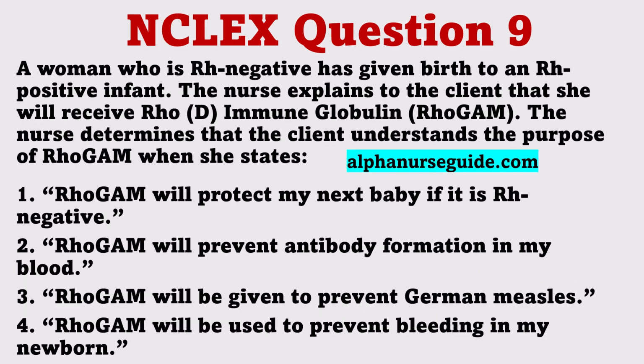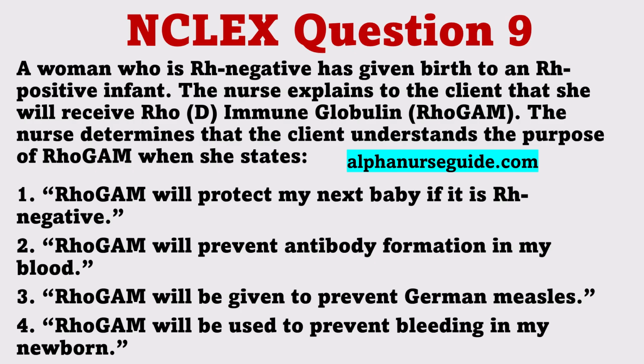A woman who is Rh negative has given birth to an Rh positive infant. The nurse explains to the client that she will receive RhoGAM. The nurse determines that the client understands the purpose of RhoGAM when she states, 1. RhoGAM will protect my next baby if it is Rh negative. 2. RhoGAM will prevent antibody formation in my blood. 3. RhoGAM will be given to prevent German measles. 4. RhoGAM will be used to prevent bleeding in my newborn.